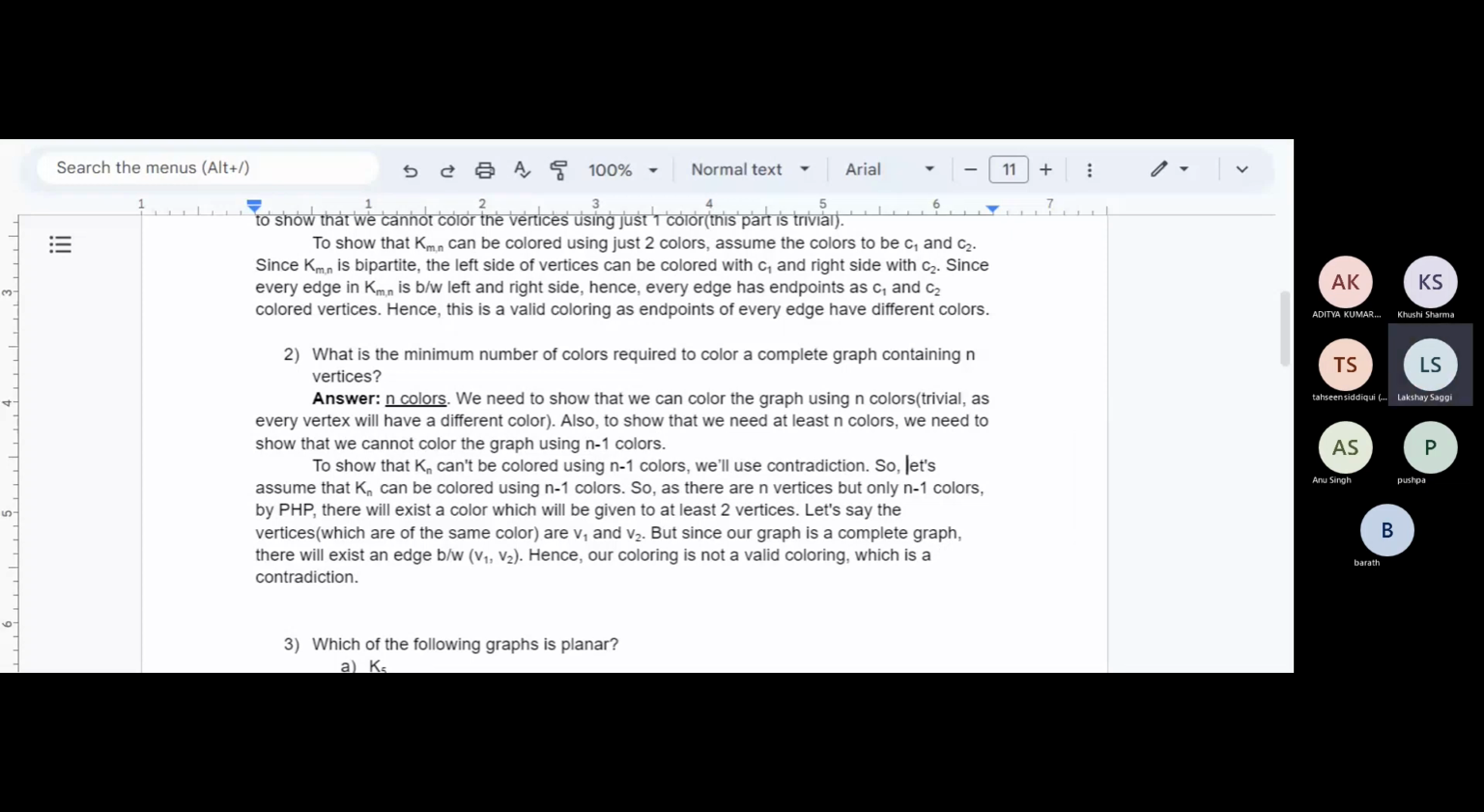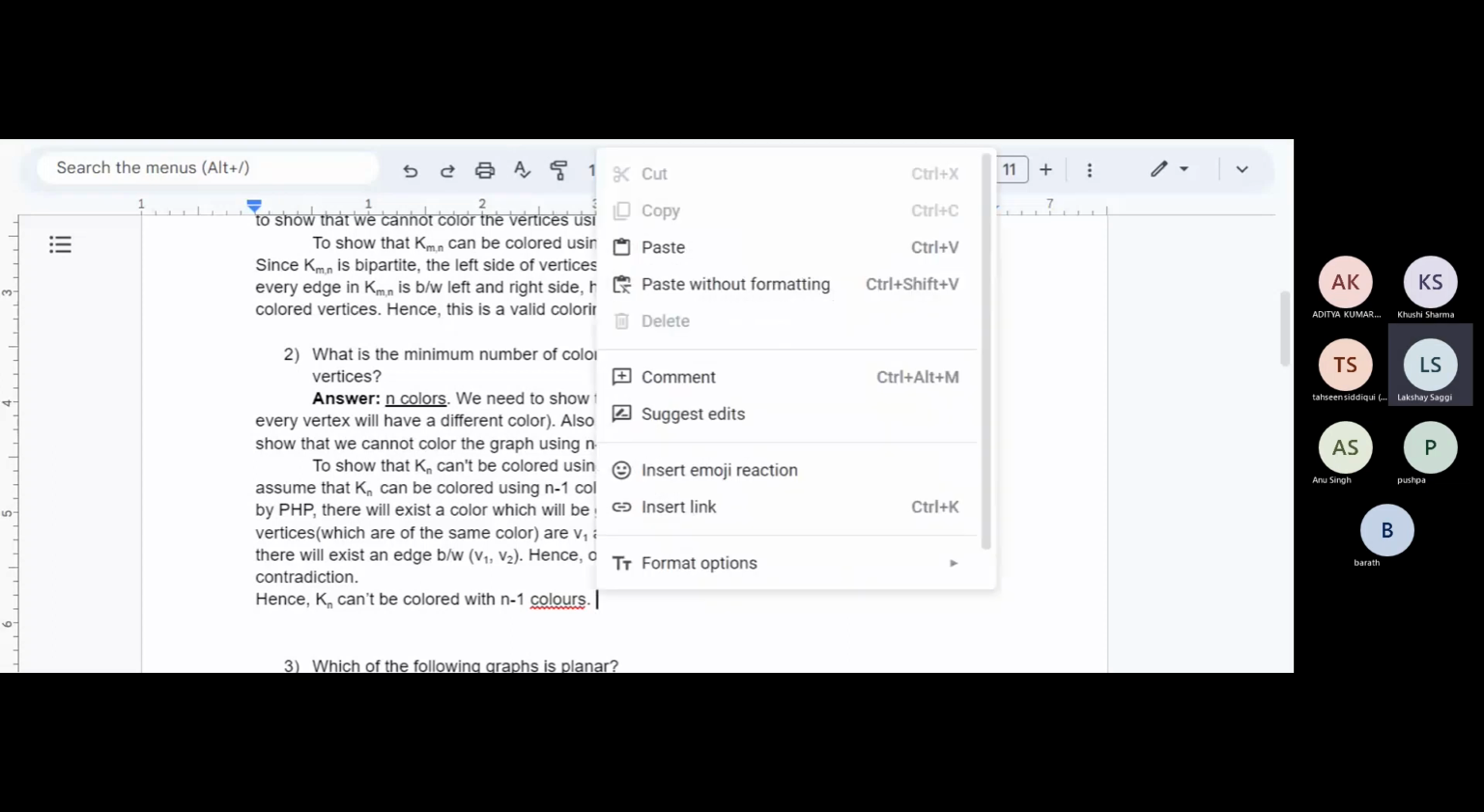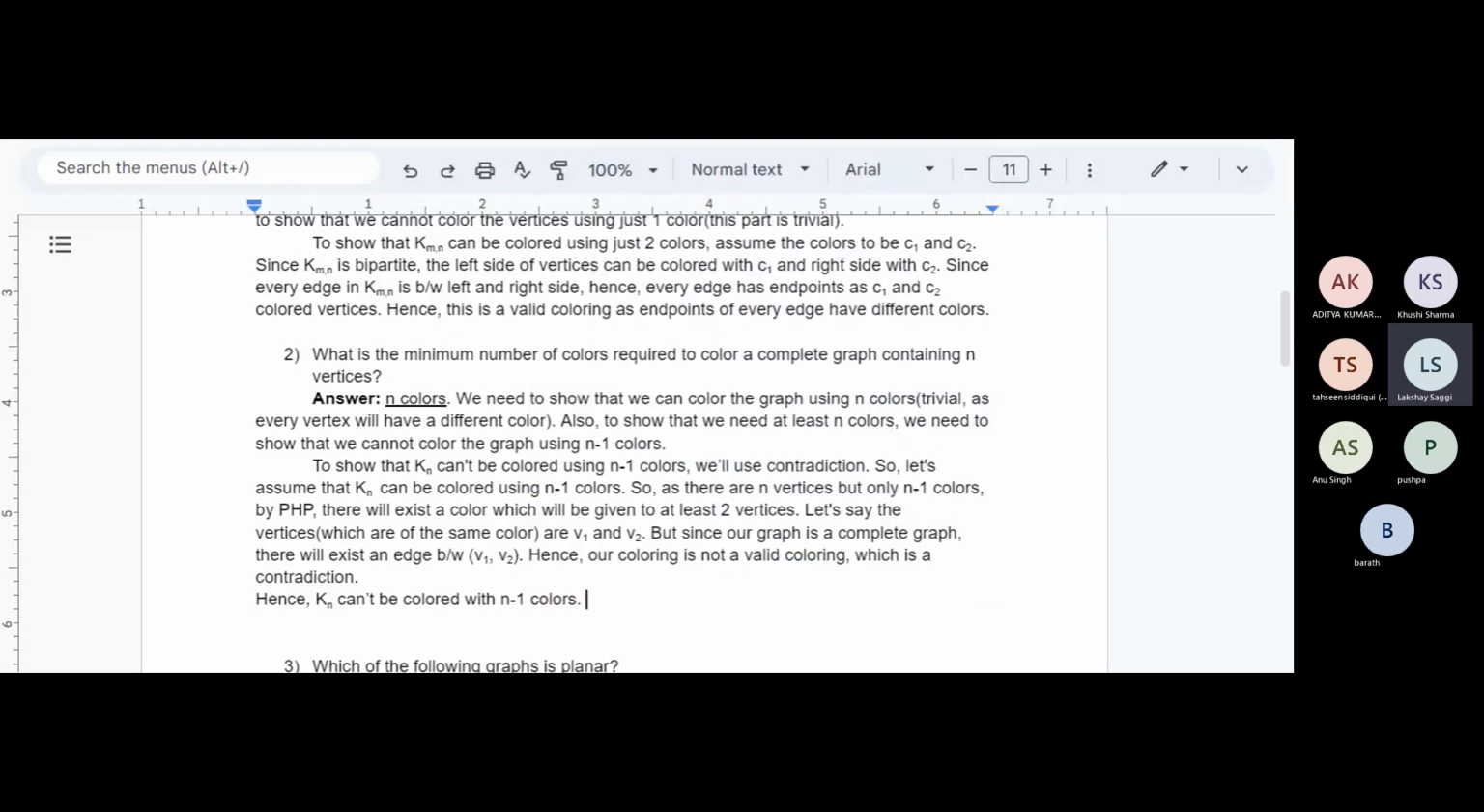So for showing the contradiction, we assumed that Kn can be colored using n minus 1 colors. Then we showed that this is not possible as we obtain a contradiction. So what we assumed initially is false. The correct statement would be that Kn can't be colored with n minus 1 colors. So if it can't be colored using n minus 1 colors, it will require at least n colors. This part only shows that it will require at least n colors, and we had initially argued that we can use exactly n colors and have a valid coloring. So the chromatic number will then be n only in this case.